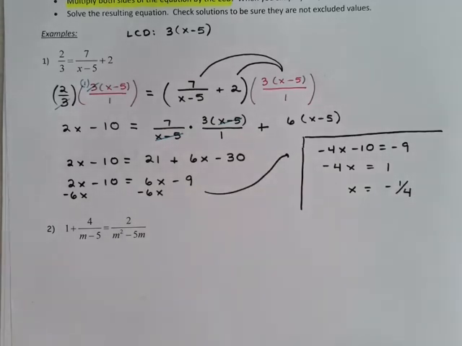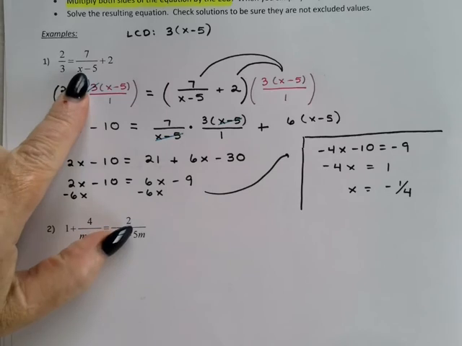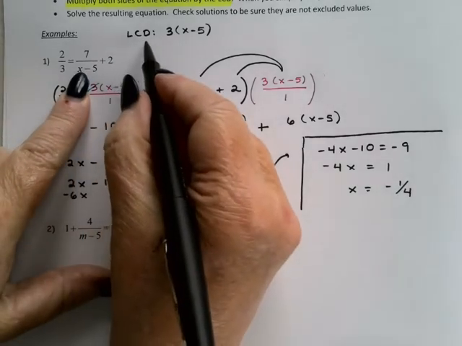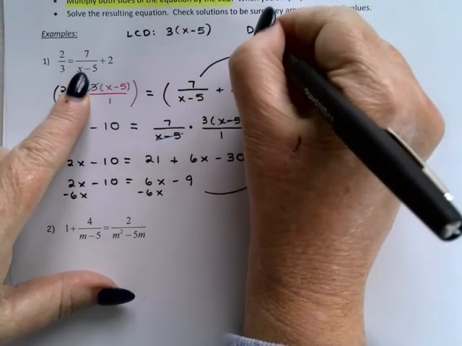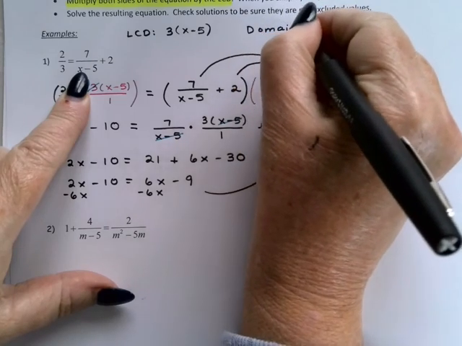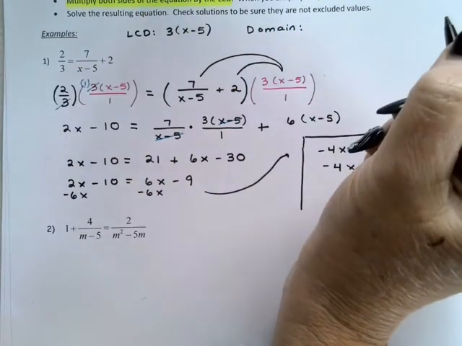One thing I did forget to write out at the beginning, and I should have, but it's a good time to talk about it now, is when I looked at this original denominator, we identified the LCD, but I did forget to jot down the domain. I was supposed to list those values.